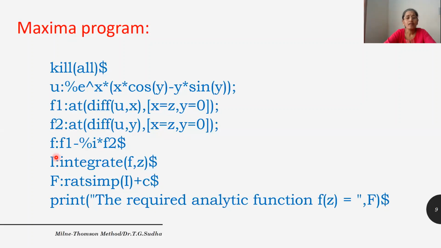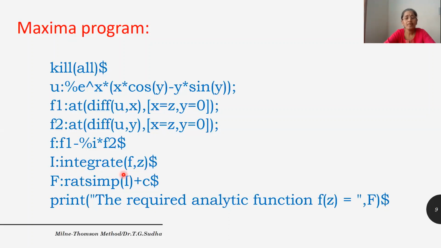Let us use the function f, which is the integrand in the Milne-Thomson method, f1 minus percentage I star f2. We need to integrate this with respect to z. So let us use the user variable I and use the integrate command, which integrates the function f with respect to the variable z. So this is the required integral.